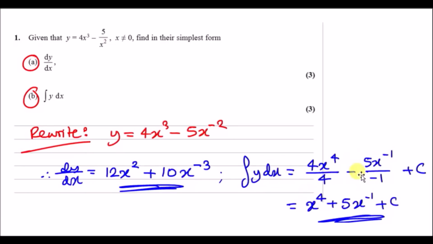And now all we do is just simplify the equation. The 4's cancel out, the minuses cancel out, you get a plus, and you're done. And that's it. You don't have to write it into its original form. You can leave it all in power form. And that's it. Let's go to number 2 now.